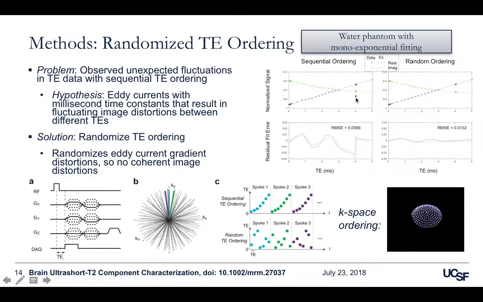Our hypothesis is this is an eddy current effect. We even saw some fluctuating image distortions between the TEs. So to get rid of this, we used a randomized echo time ordering, which basically removes the coherency. There may still be eddy currents, but at least they're not coherent from projection to projection, because this random ordering is different for each projection, or spoke. Thus we see substantially reduced coherent artifacts and a much better mono-exponential fit in this phantom.